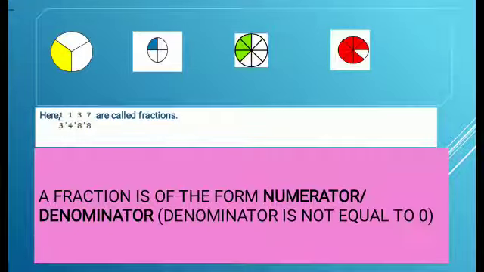Look at the shaded portion in these figures. Here 1 upon 3, 1 upon 4, 3 upon 8, 7 upon 8 are called fractions. A fraction is of the form numerator upon denominator, where the denominator is not equal to 0.